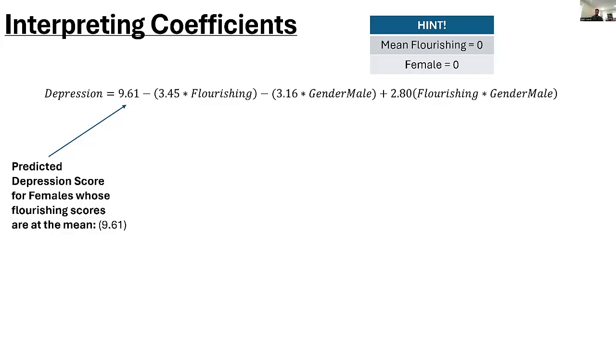That is not an attainable score on the flourishing scale. The means range from 1 to 8, and in our sample, they actually range from 1 to 7. So that's what this first coefficient means. And we're going to skip one.